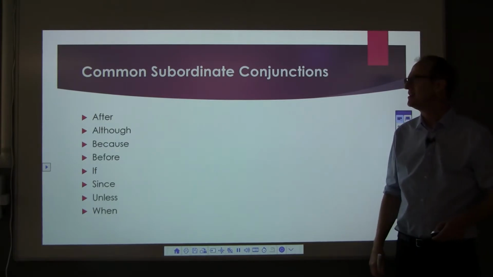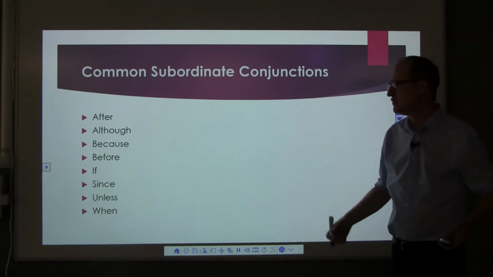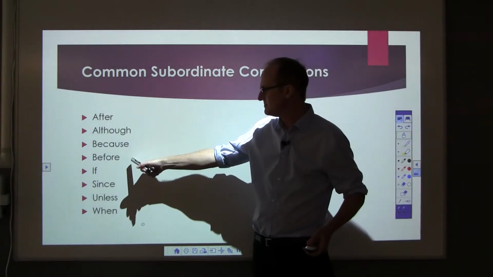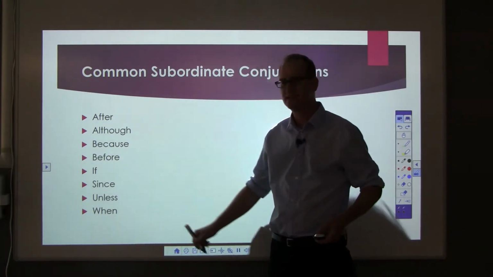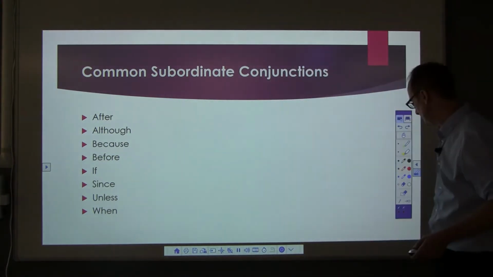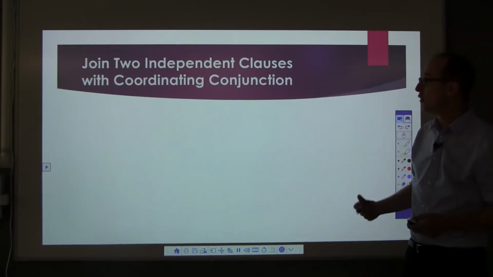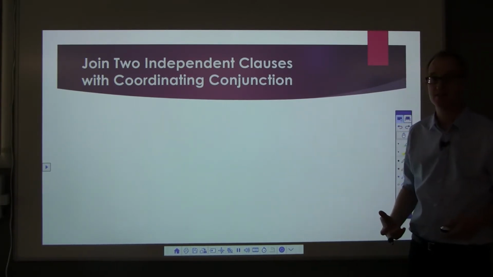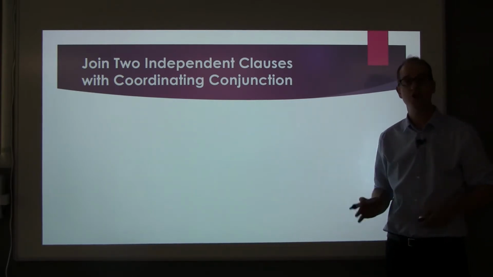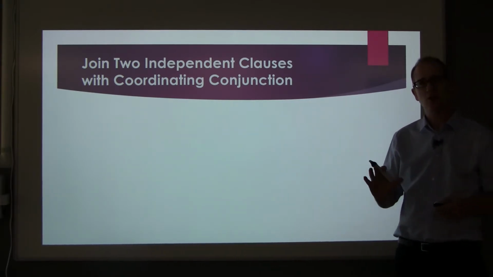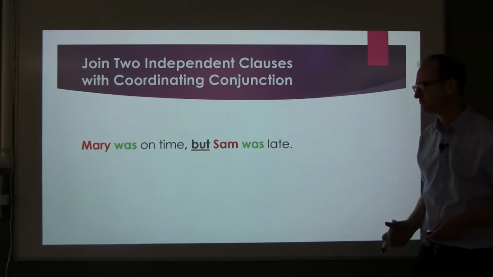There are many subordinate conjunctions. Here's a few. After, although, because, before, if, since, unless, when, whenever. There are lots of them. Another way to fix a run-on is to join the two independent clauses with a coordinating conjunction. And in our D2L grammar, you're going to see a lot of this.